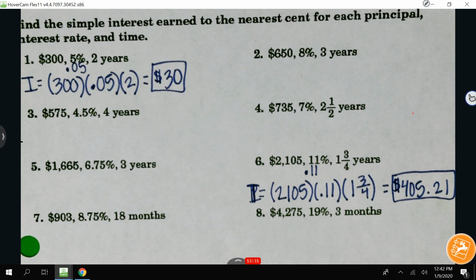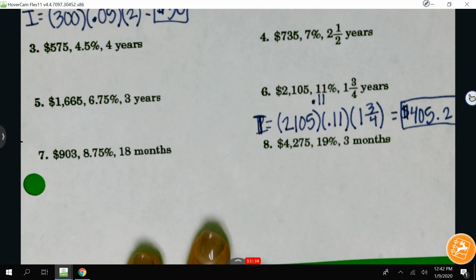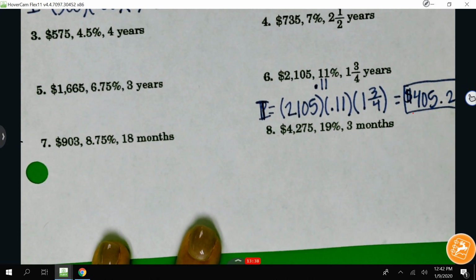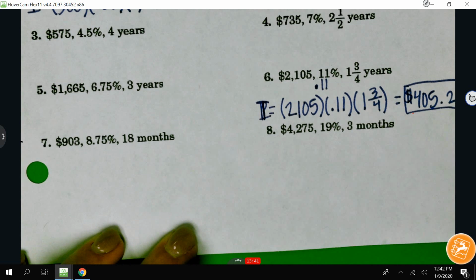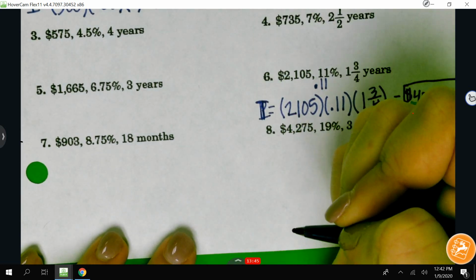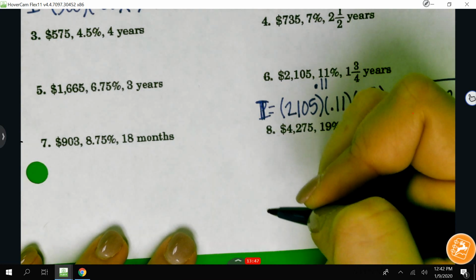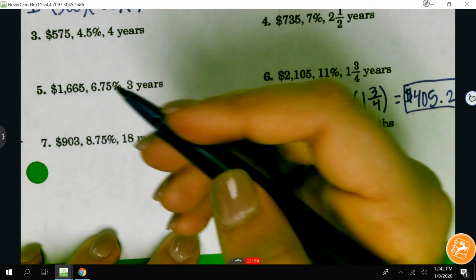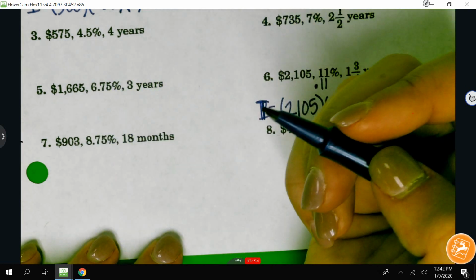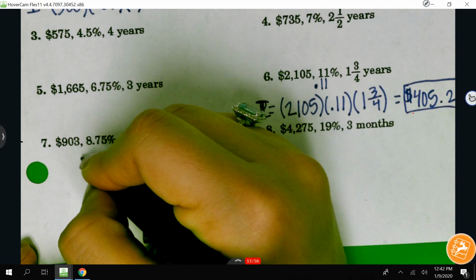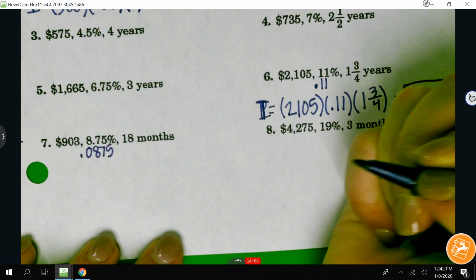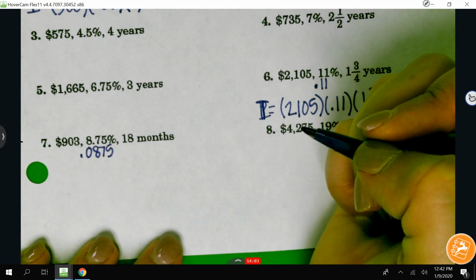Okay. We're going to do 7 and 8, and then I'll let y'all get started on your homework. So number 7, I've got $903, 8.75%, 18 months. So what do I need to change? The percent. So what is it going to change to? 0.0875. Good. And then Barron, what else do I have to change? The months. So how do I do that?